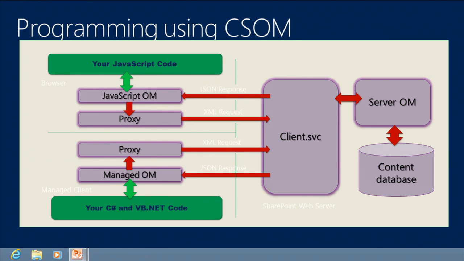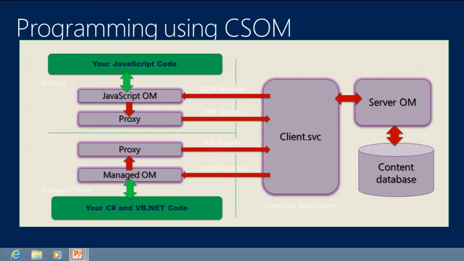But notice that your JavaScript code goes through the client-side JavaScript library that we provide, and then actually talks to this endpoint. And when it talks to that endpoint, notice the arrow behind that it talks to the server-side object model. Because one of the things that you'll see is that in the client-side object model, a lot of the APIs mirror the server-side object model. So client.svc is really interpreting a lot of those calls and forwarding to the server-side object model itself.